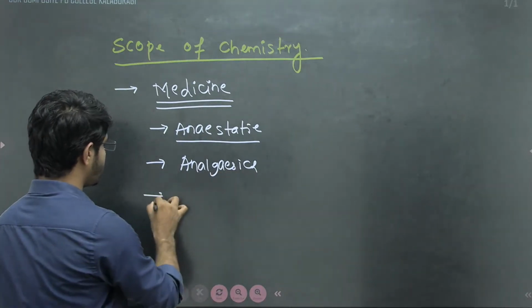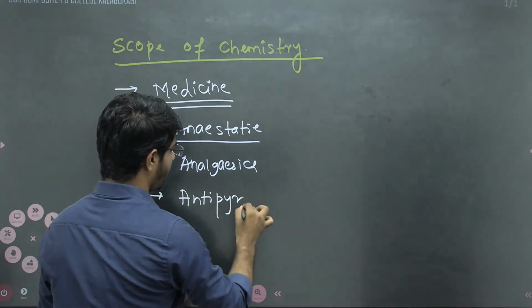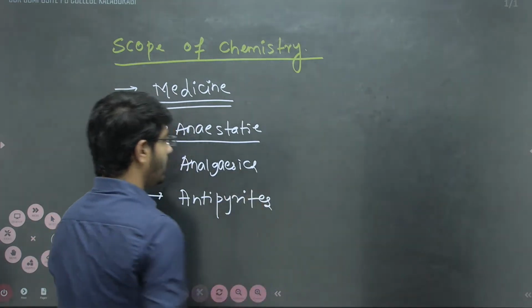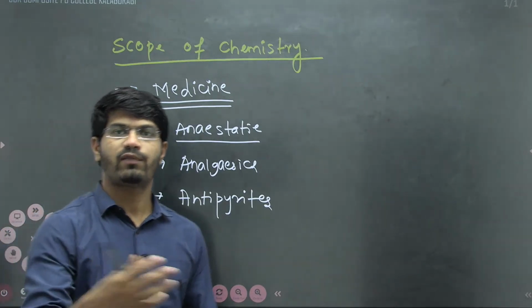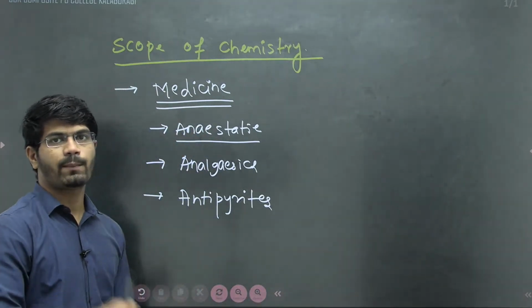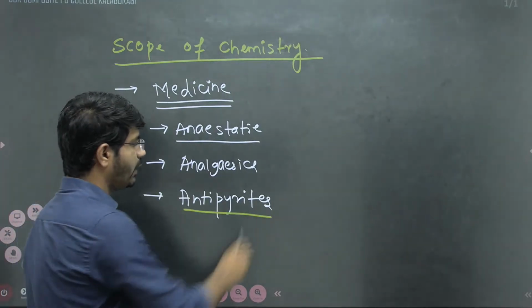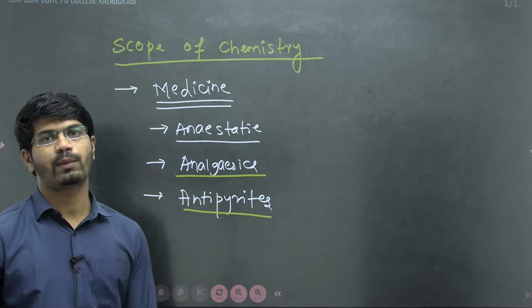Then antipyretics. Antipyretics are used to decrease the temperature. Whenever you get a fever, you take some medicine, and that medicine is used to decrease the temperature of the body, which is called an antipyretic. And analgesics are used to decrease the pain of the body.